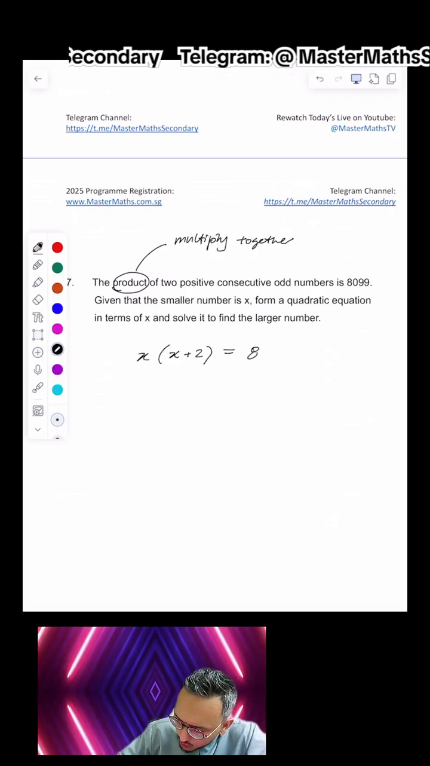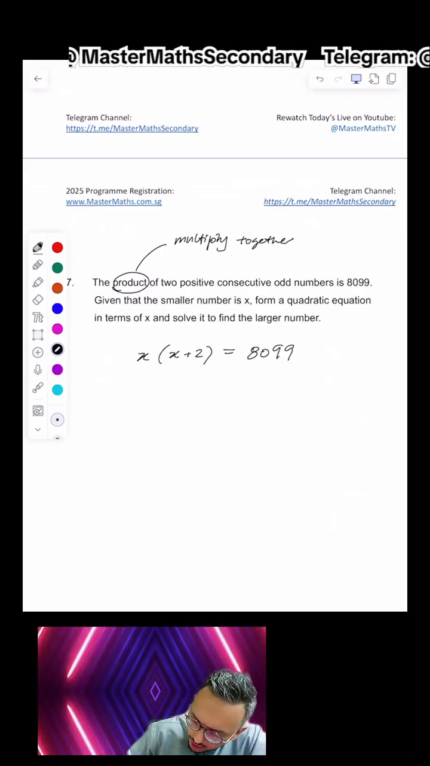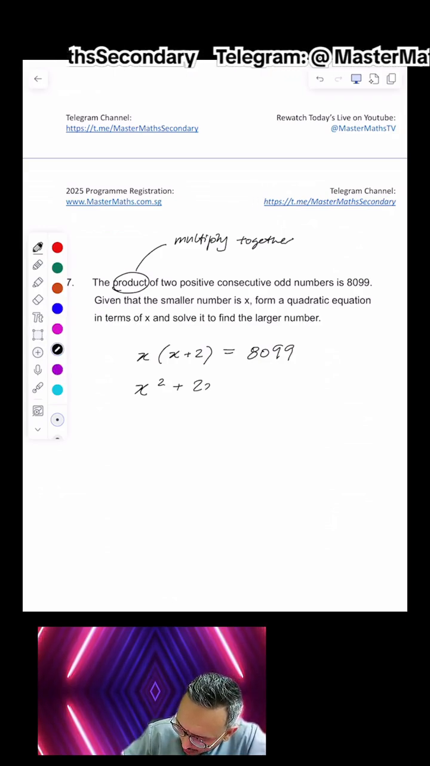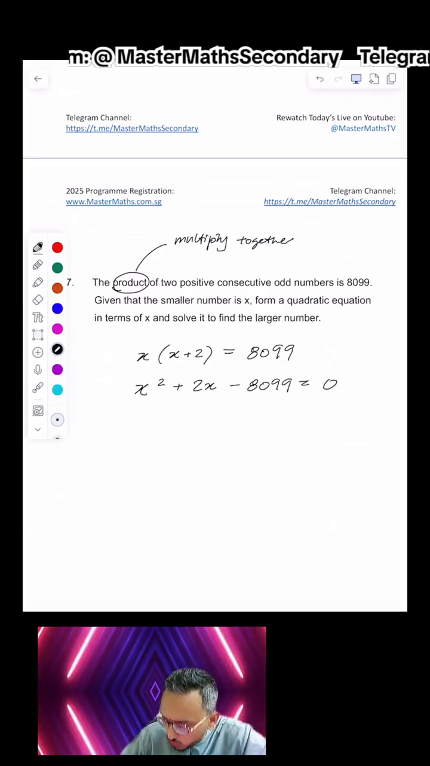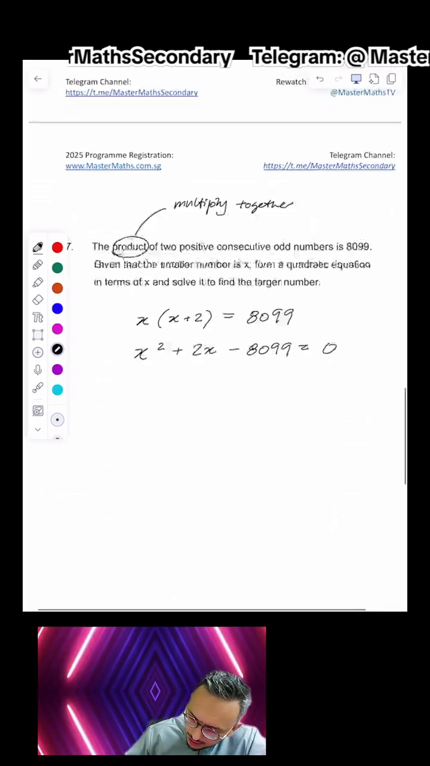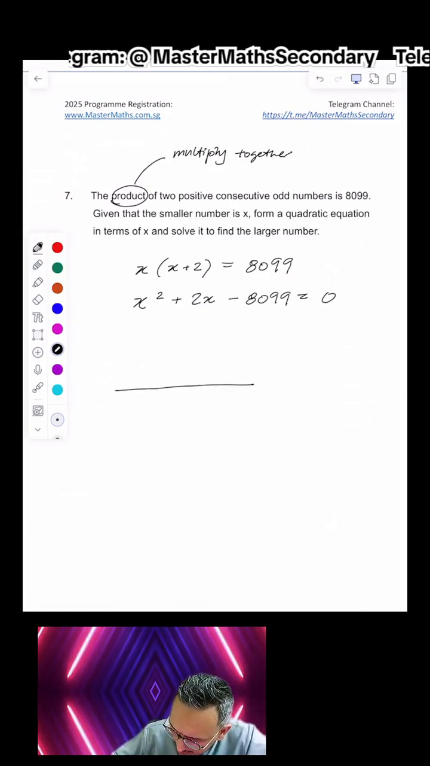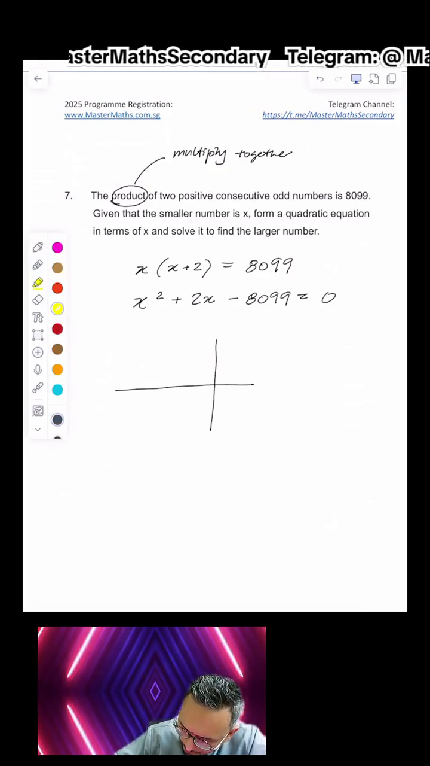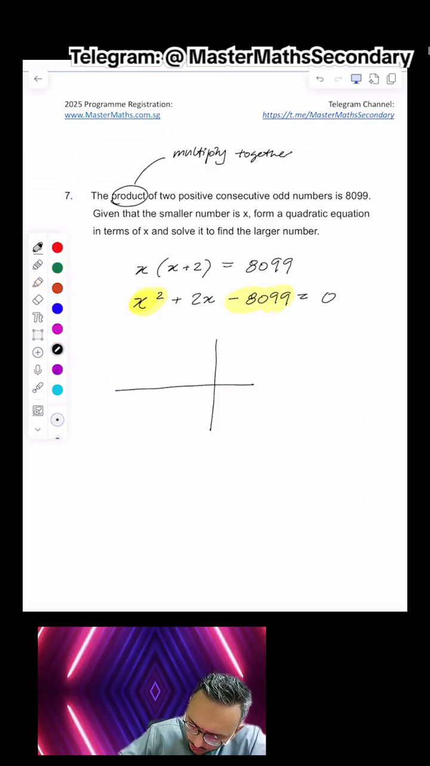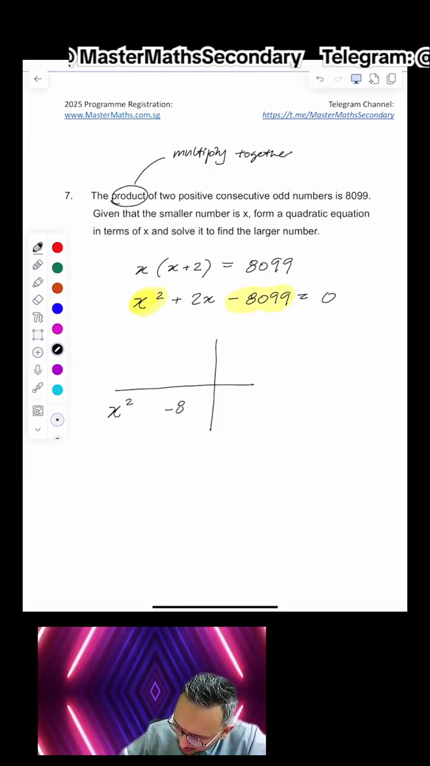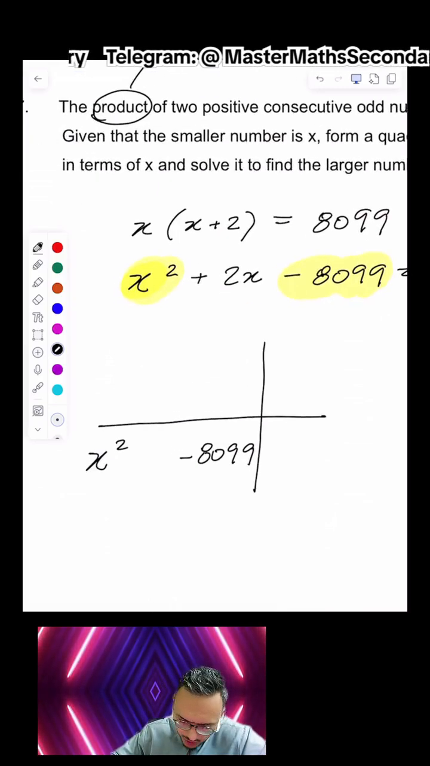This gives me 8099. So x squared plus 2x minus 8099 would actually give me 0. If I were to factorize this, in factorization, guys, always remember, you take the first term and you take the third term. You put them here: x squared minus 8099. Let me zoom in a bit for you all.